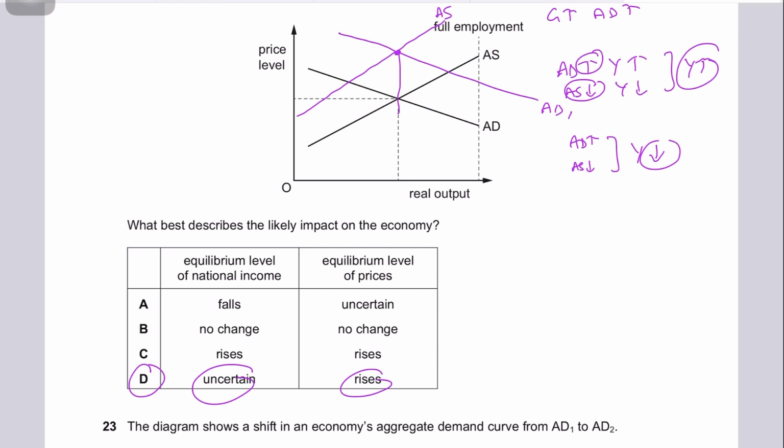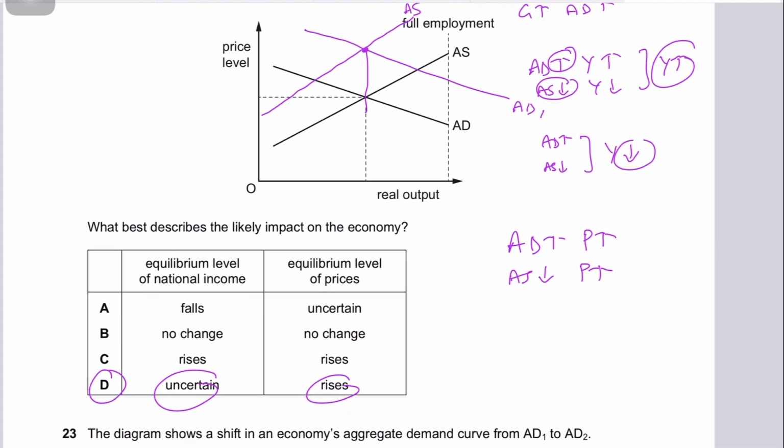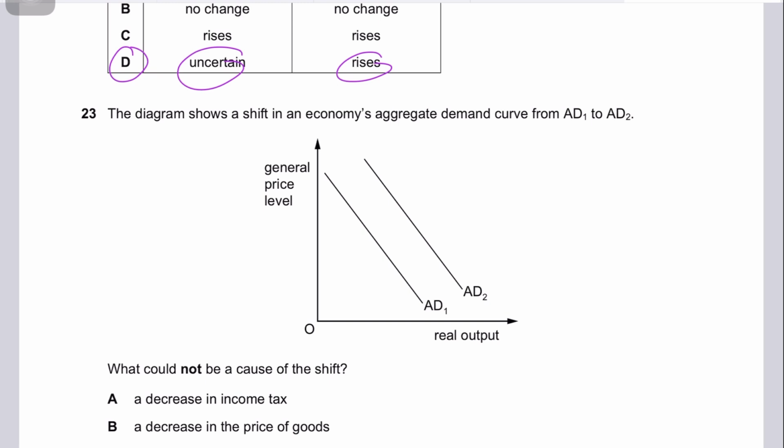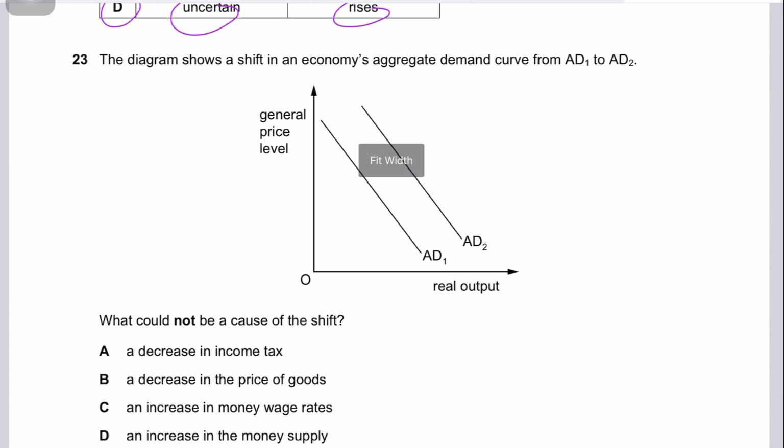But in any case, the prices will rise. Why? Because when AD is rising, prices go up, and AS is also going down, which makes prices go up. So question number 22 should be D. Question number 23 states the diagram shows a shift in the AD curve from AD1 to AD2.